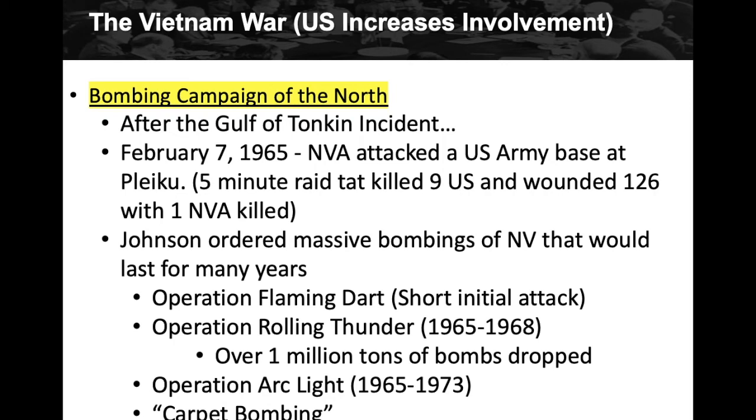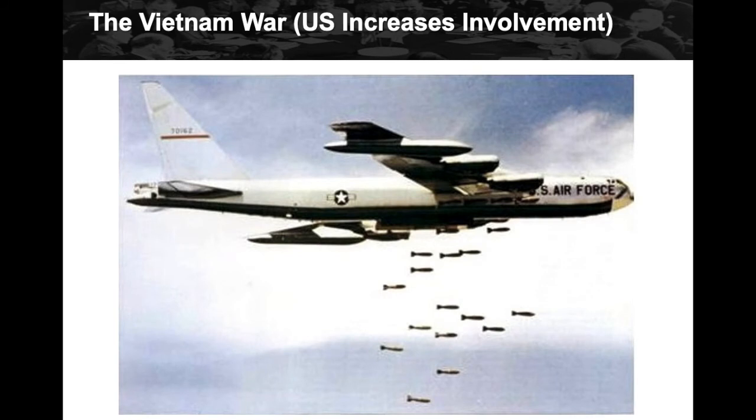The campaign would include carpet bombing, and carpet bombing is where airplanes just drop bombs along a planned route to basically start bombing one section, and then bomb the next section and the next section, so you're just carpeting the ground with bombs. So here's a B-52 dropping bombs. Now these bombs are conventional bombs. They're not nuclear or atomic. They're just conventional bombs.